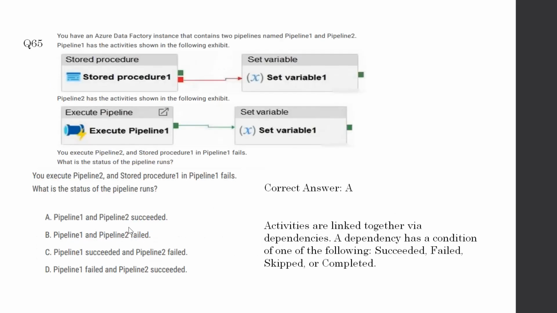Moving to the 65th question: you have an Azure Data Factory instance that contains two pipelines named Pipeline 1 and Pipeline 2. Pipeline 1 has the activities shown in the following exhibit, and Pipeline 2 has the ones given below. You execute Pipeline 2, and Stored Procedure 1 in Pipeline 1 fails. What is the status of the pipeline runs? The answer is A: Pipeline 1 and Pipeline 2 will succeed, because activities are linked together via dependencies. A dependency has a condition of one of the following: succeeded, failed, skipped, or completed. So both Pipeline 1 and Pipeline 2 will succeed.